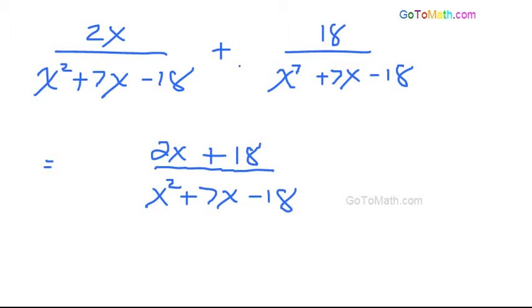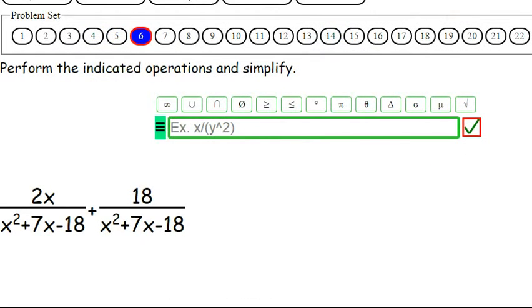So what you're going to really see in all these problems, there's going to be more of a plus sign than a minus sign. I don't know, it's just the way it is. But if you can do plus, then you can also do minus, right? Alright, there we go. 2x plus 18.